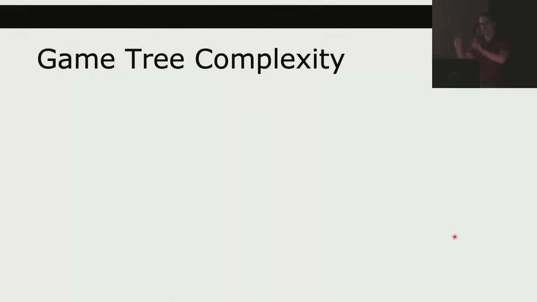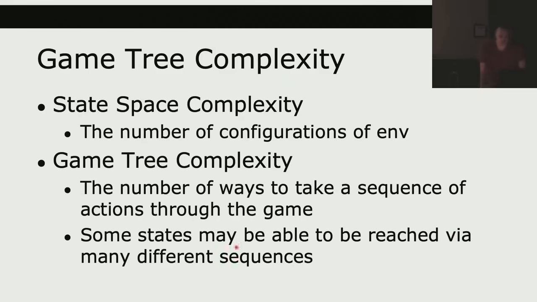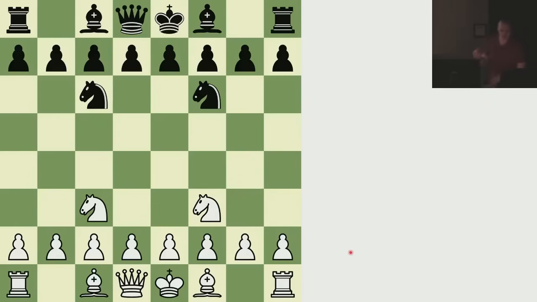Now we have game tree complexity. What the hell are you talking about? Okay. State space complexity is the number of configurations of an environment. So it's the number of possible chessboards there are. Game tree complexity is the number of ways to take a sequence of actions through the game. And so some states may be reachable via multiple different action paths. Okay, so let's have an example here.